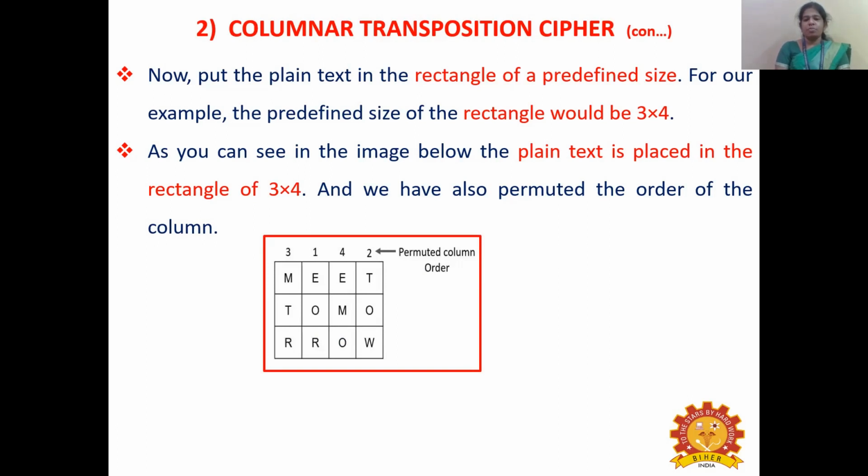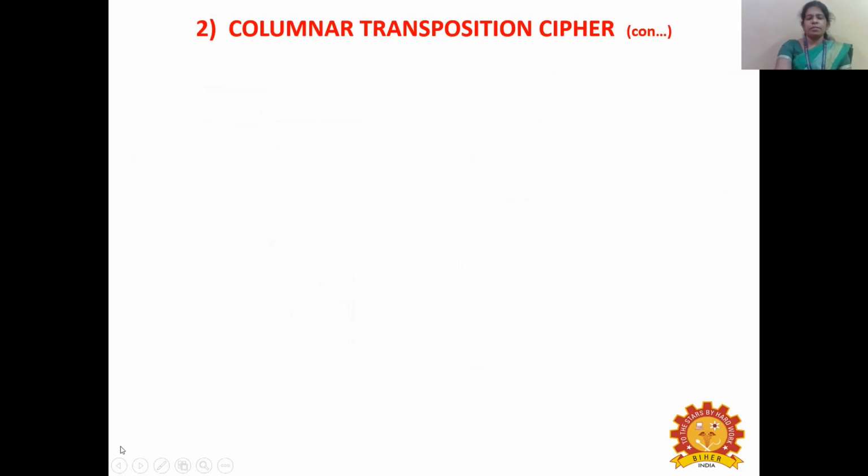And we have also permuted the order of the columns. So meet tomorrow. 3 into 4 means, as I already told, 3 rows, 4 columns. So inside each cell, you are going to fill the letters M-E-E-T-T-O-M-O-R-O-W. We just fill cell by cell. Then the second step is that we have to give the permuted column order.